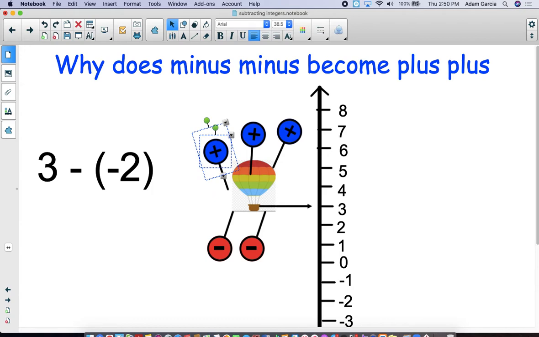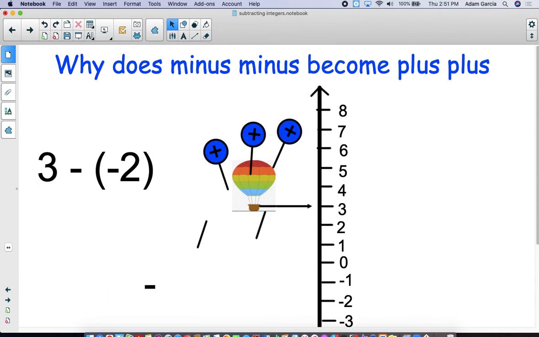So let's say right now it's balanced at 3. And you take scissors and you cut your sandbags. You cut your sandbags and they fall off. What's going to happen to this balloon after the sandbags go off? Go up higher. 2 more higher, right?